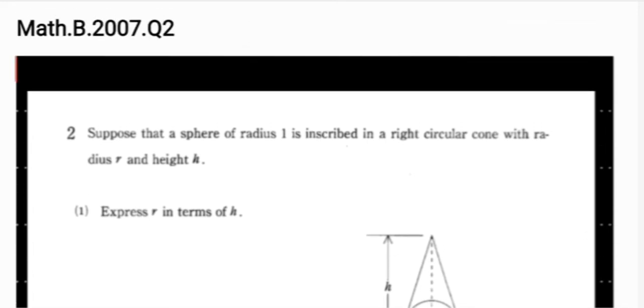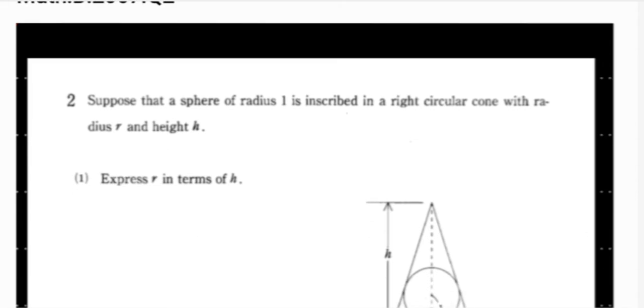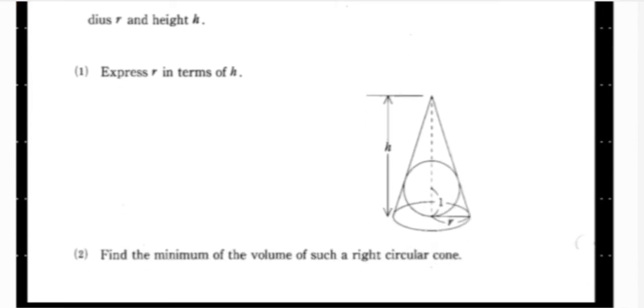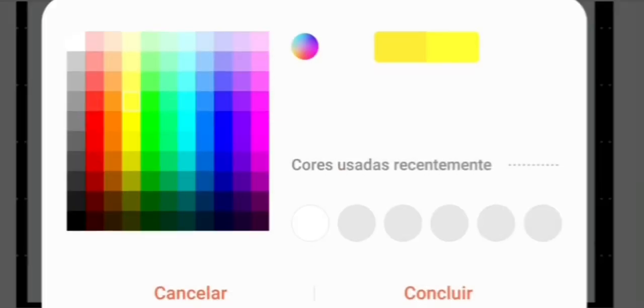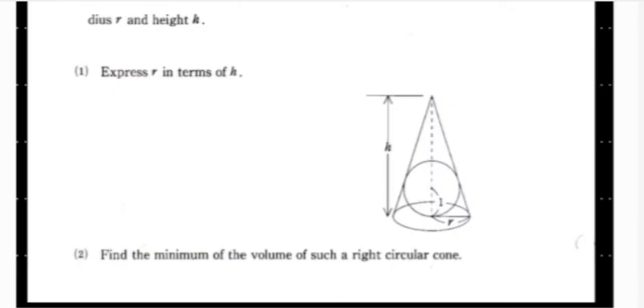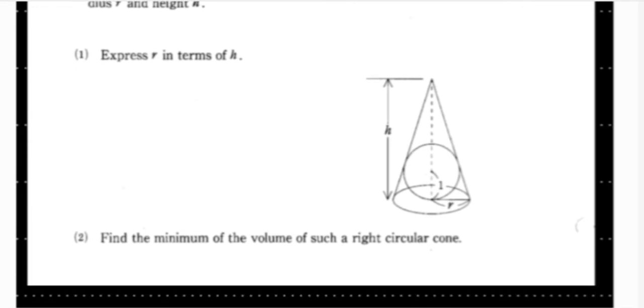And I'm going to solve other questions like this from my book, like what if we had not a cone but something like this, and a sphere inside it. I'm going to solve, I think, 2 similar questions in another video. I will leave them both in the playlist of this 2007, okay?